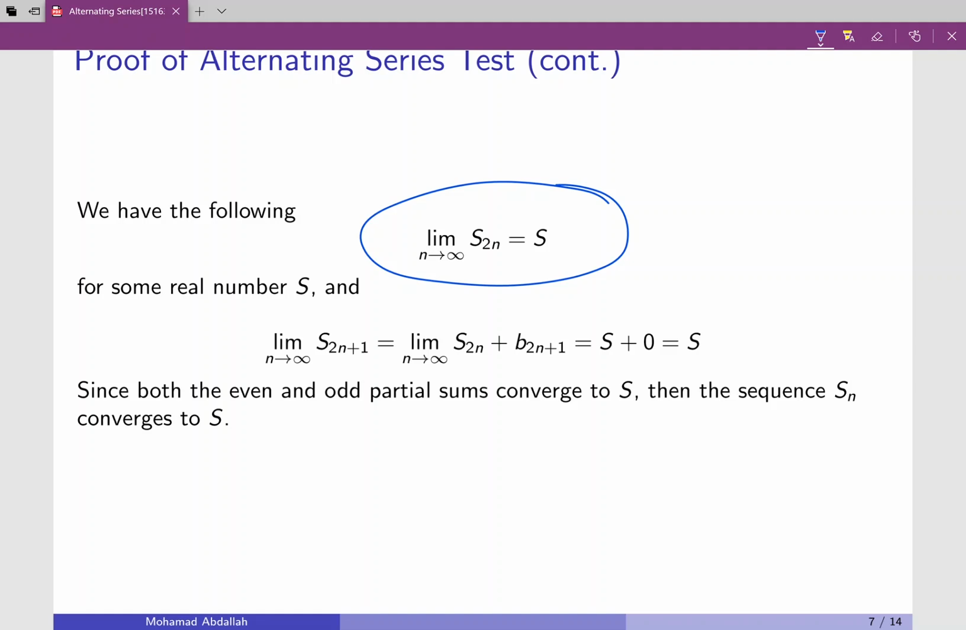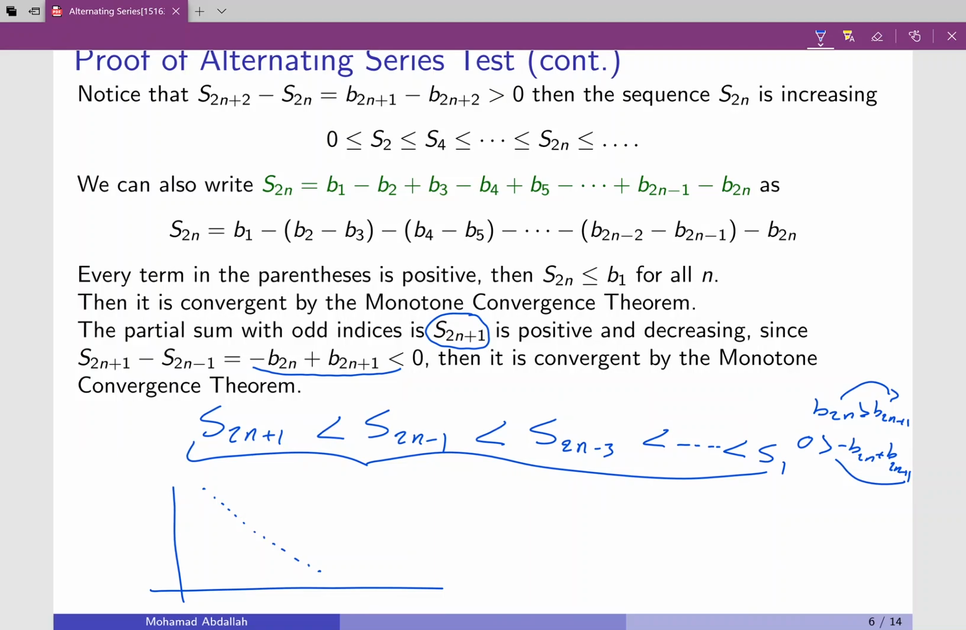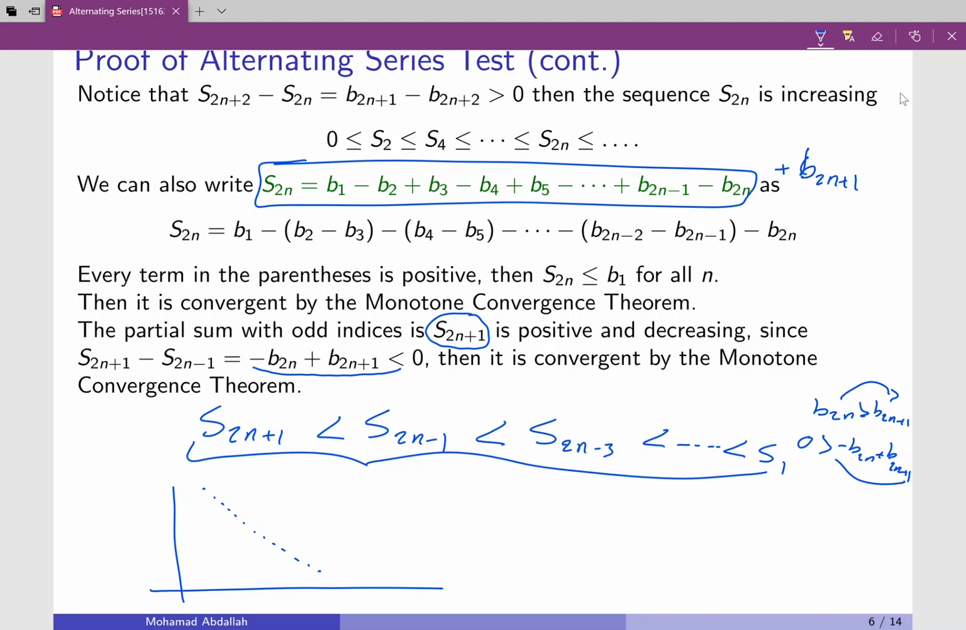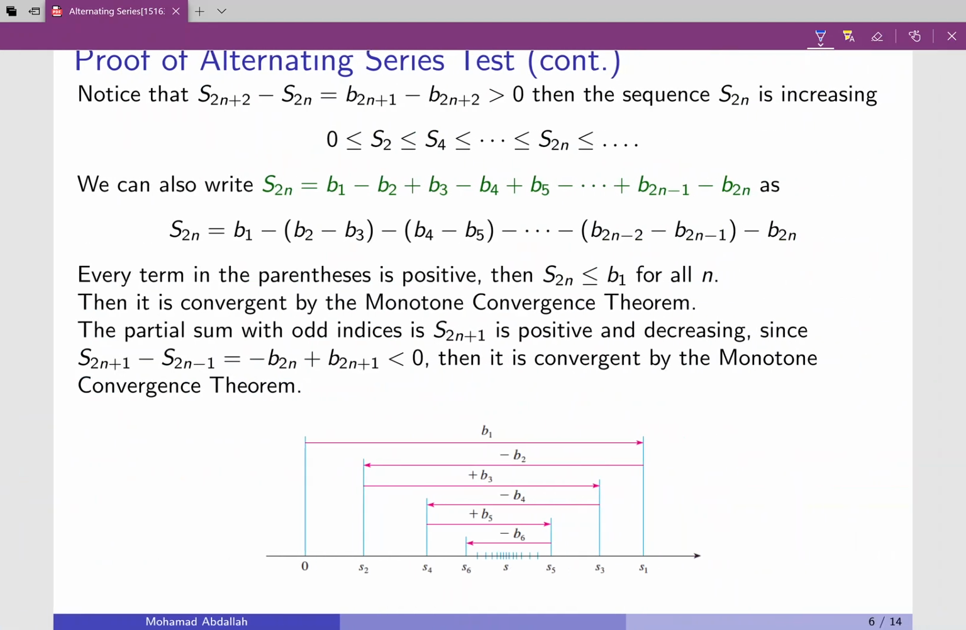Okay. Now we can write s2n plus 1 as s2n plus b2n plus 1. Again, you can go back to here. Well, this is s2n. If you want to write after this, what's s2n plus 1? Well, s2n plus 1 is going to be everything plus b2n plus 1. So if you take the difference, you just need to add this. So that's the difference between them. So you can see that s2n plus 1 is s2n plus b sub 2n plus 1.